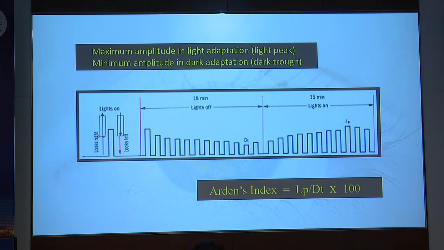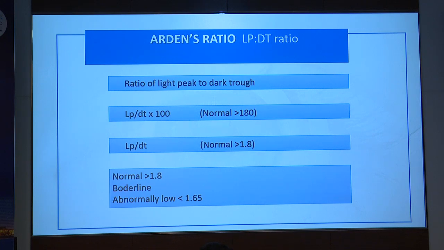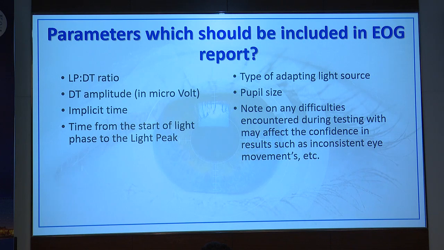RN ratio. What is RN ratio? RN ratio is the LP-DT ratio. Light peak by dark trough. So normal is more than 1.8 and abnormally low is less than 1.65. So what are the parameters that should be included in the EOG report? LP by DT ratio, dark trough amplitude in microvolt, implicit time, time from the start of the light phase to the light peak, type of adapting light source, pupil size, and note also any difficulty encountered during testing which may affect the confidence in results, such as inconsistent eye movement.